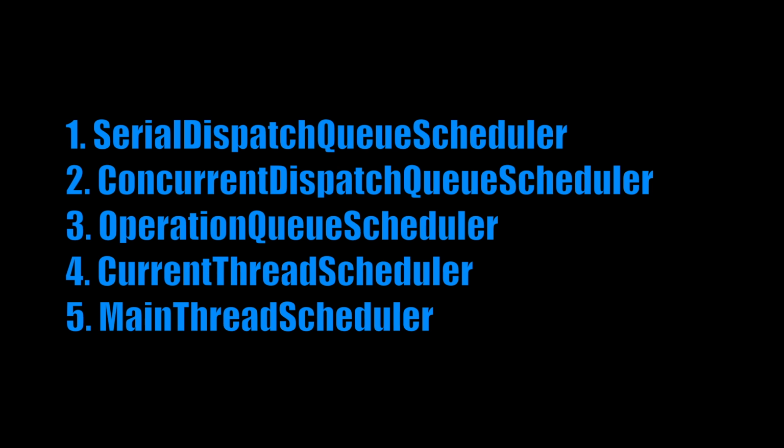From these 5 schedulers, the last 2 are the singletons, in which current thread scheduler represents your current thread and main thread scheduler represents your main thread. So whenever you need to do work related to UIKit elements, you always perform it on the main thread scheduler.